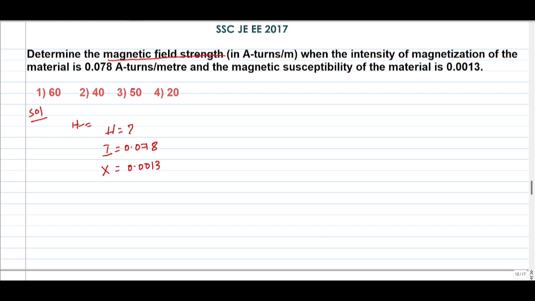For this we have the direct formula, that is X is equal to I by H. Here we need to find the magnetic field strength, which is nothing but the H. So we need to just rearrange this formula. So H is equal to I by X. So if we substitute the values for I and X, that is 0.078 by 0.0013. Okay, so if we solve this, 13 6 are 78.